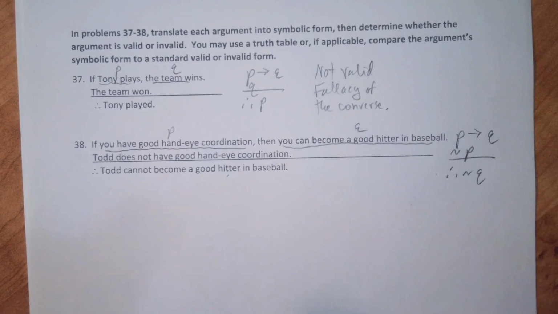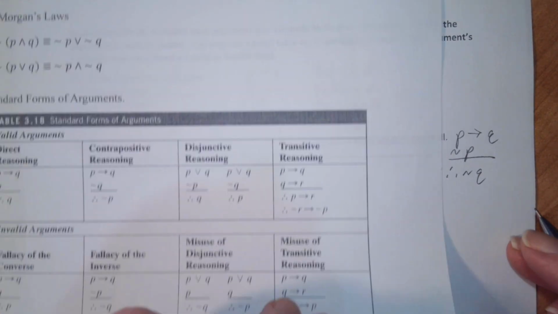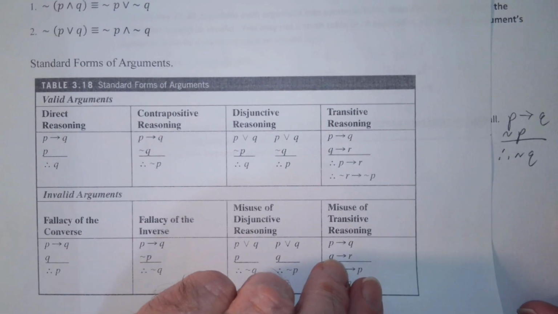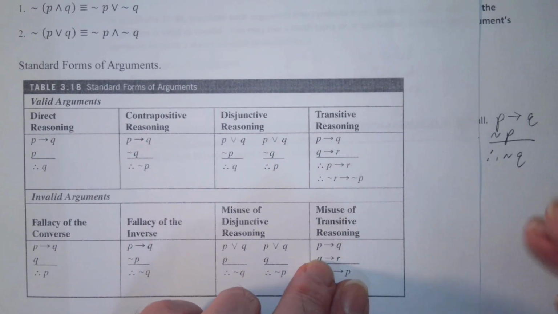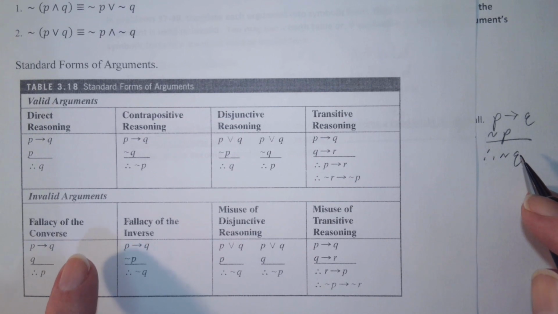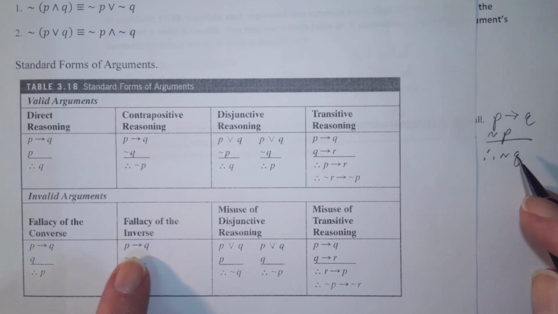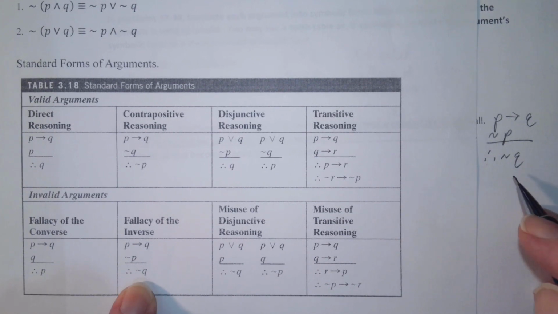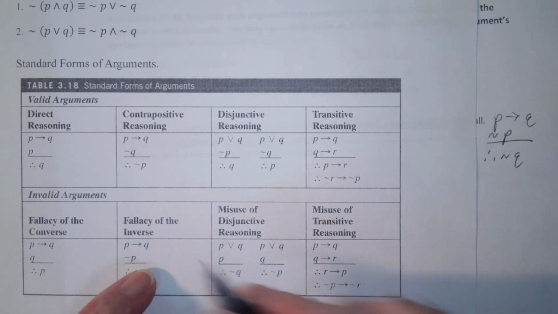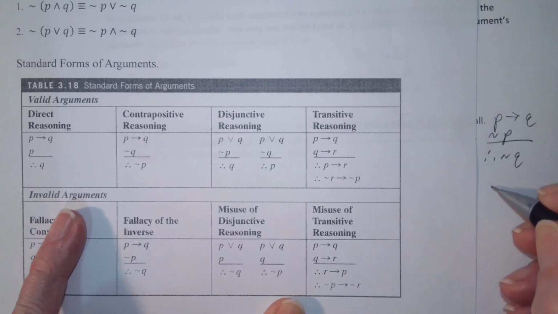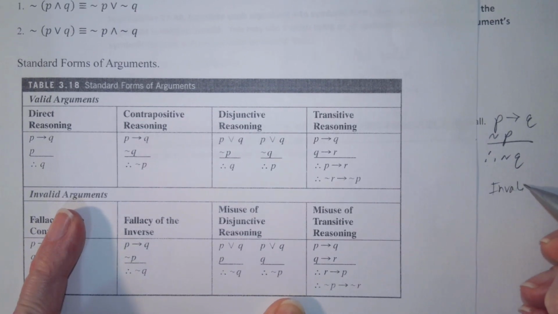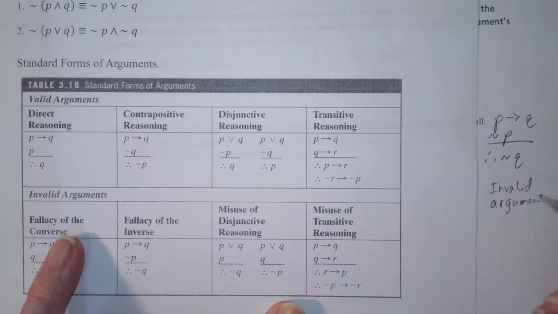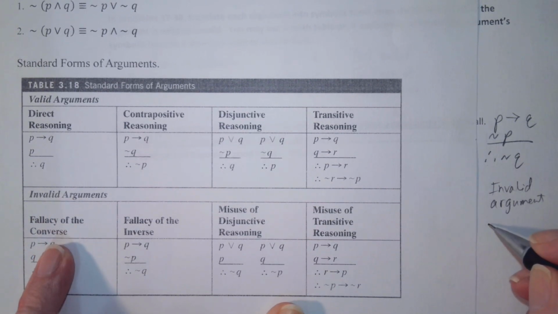Okay, so is this a valid argument? Well, let's pull out our table. We have P implies Q and not P, therefore not Q. So this is an invalid argument. And again, we have a fallacy. This is the fallacy.